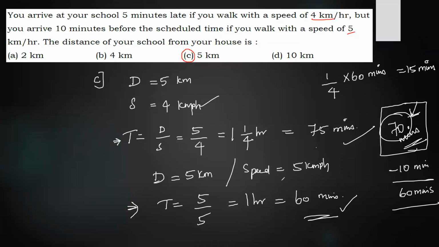If you walk at 5 kilometers per hour, if you reach 10 minutes earlier, then it will be the right answer, right? So 70 I got. We need to reach in 60 if I walk at 5 kilometers per hour. So substitute and verify whether you are getting 60 minutes or not. If you substitute distance and speed, you're getting exactly 1 hour, 60 minutes, which is the right option. So 70 is the normal time, 5 minutes late and 10 minutes earlier.